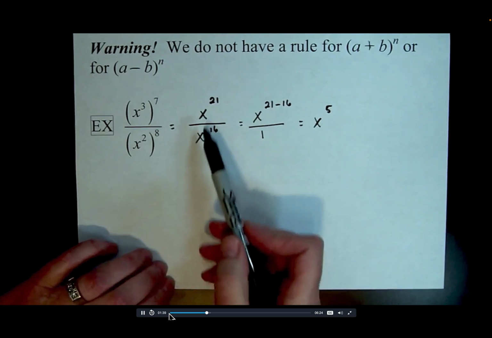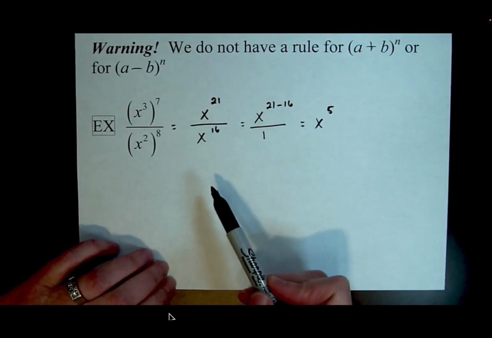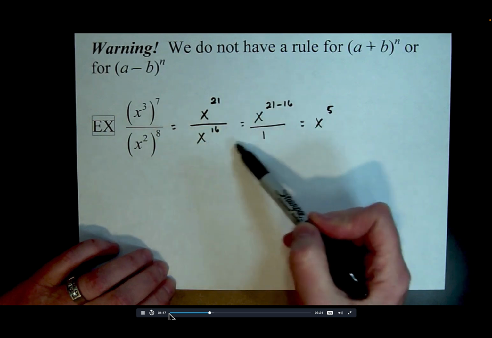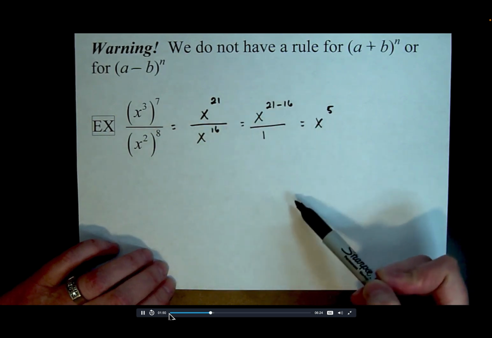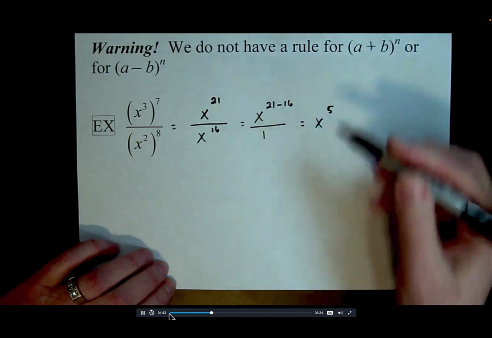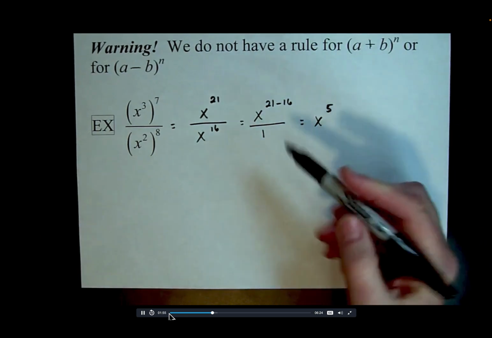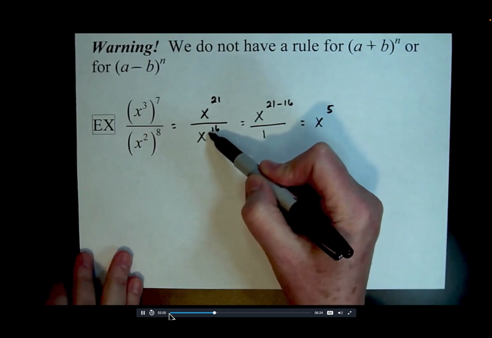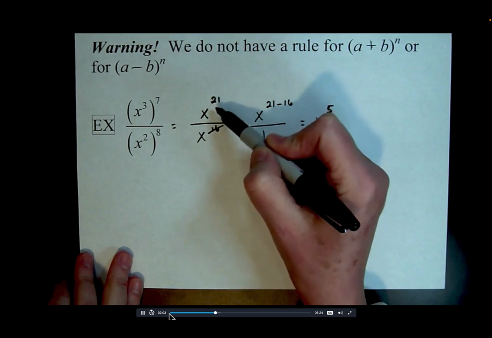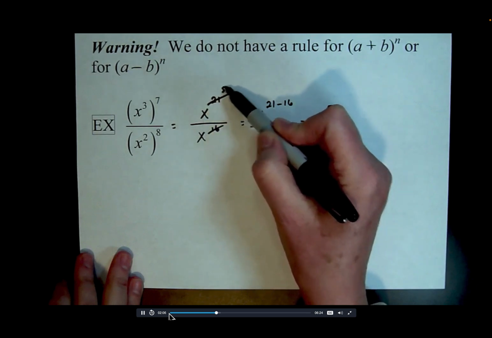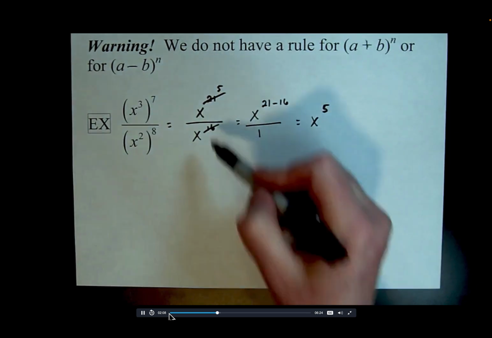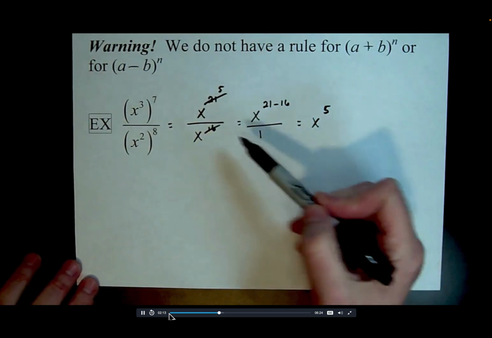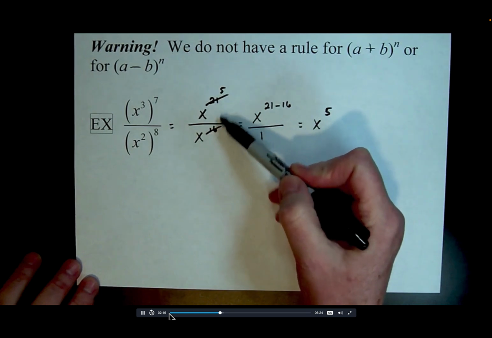And this is a perfect example of why we want that rule about subtracting. I don't want to write out 21 factors of x and down here 16 factors of x and start crossing them out to find out that I have 5 left over. I want to understand that the 21 up here and the 16 down here cancel out 16 of these, leaving me 5. Okay, and if you want to write it that way, that's okay with me. Just don't get confused with canceling common factors. What you're doing here is subtracting the 16 from the 21.